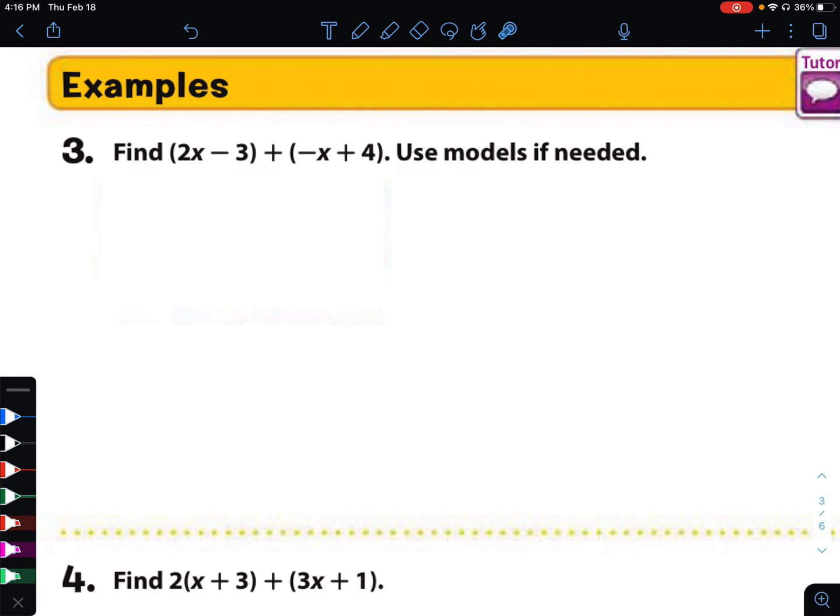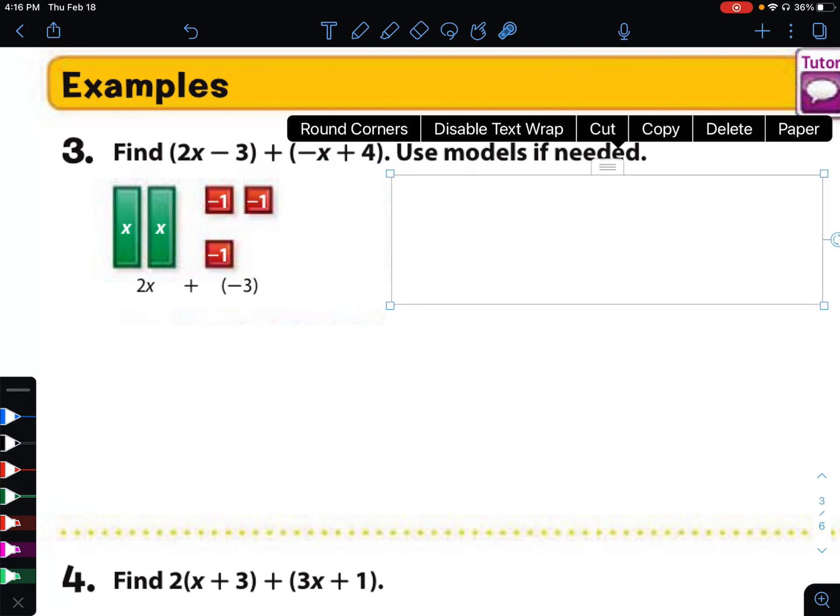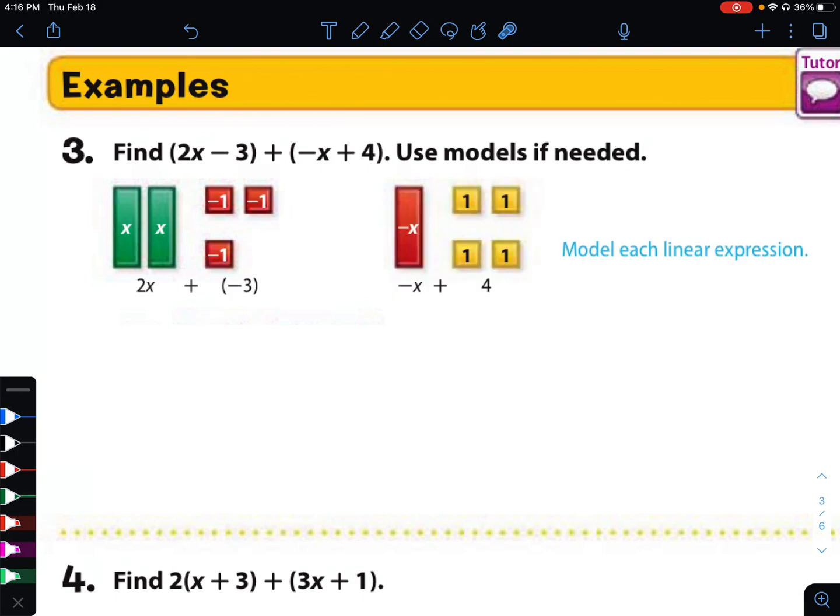Okay, so let's model 2x minus 3. This is how 2x minus 3 looks like. You have 2x tiles. Since it's minus 3, that means you have 3 negative unit tiles. On the other hand, you have -x plus 4, so you have a negative x tile right there. That's -x plus 4 positive unit tiles. So these are your 4 positive unit tiles.